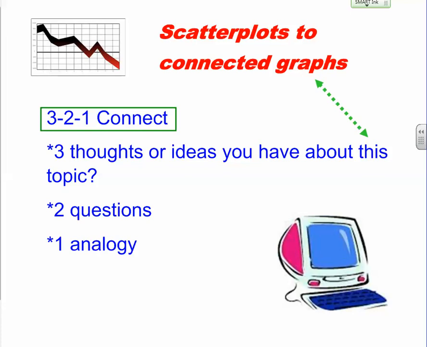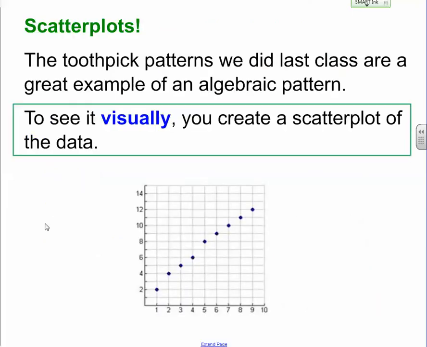Today you began by just trying to think of 3 thoughts or ideas you had about these words in red: scatter plots to connected graphs, 2 questions and 1 analogy. And it was just to get you to be thinking about this and to connect what we're doing today with what we did last week. So I just refreshed your memory about what we did with scatter plots last week.